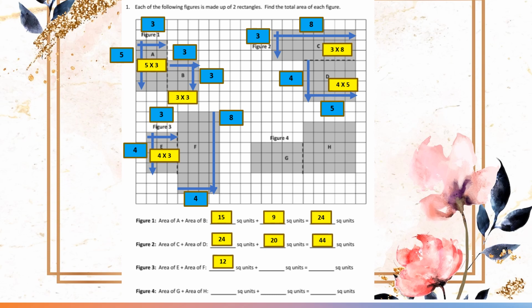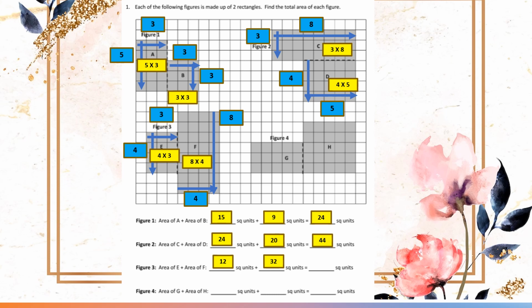Now, what's the equation that we can figure out the area of rectangle F with? 8 times 4. Well, what's 8 times 4? If you said 32, you're absolutely correct.